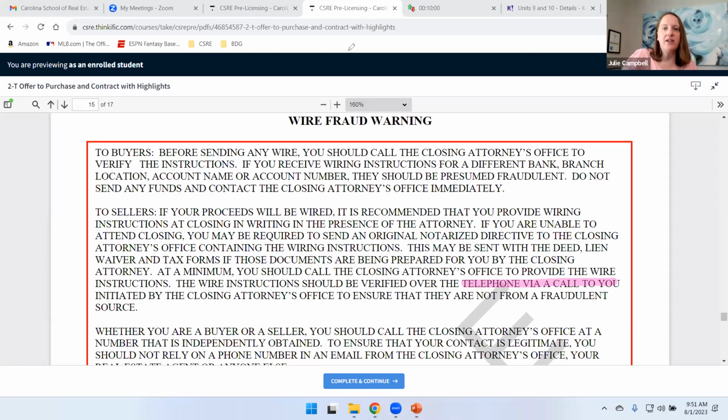Emails, y'all, my Gmail is about as secure as my closet door. And there are some things I can do, like put two-step authentication on it, but it's still hackable. So we have to do what we can do. Think about the hundreds of thousands of dollars that change hands every day in real estate transactions. I mean, this is a lot of hackable money. So we have to do what we need to do to protect our buyers and sellers. And the best thing we can do is have this conversation with them.